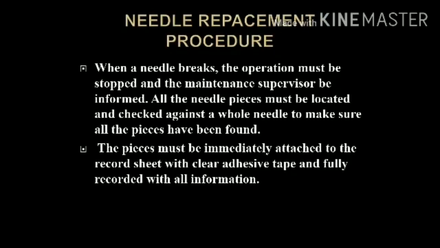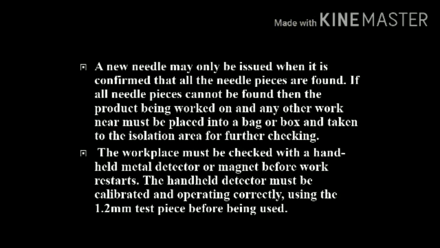The next policy is for broken needle replacement and procedures. When a needle breaks, the operation must be stopped and the maintenance supervisor informed. All the needle pieces must be located and checked against a whole needle to make sure all pieces have been found. The pieces must be immediately attached to the record sheet with clear adhesive tape and fully recorded with all information. A new needle may only be issued when it is confirmed that all the needle pieces are found.